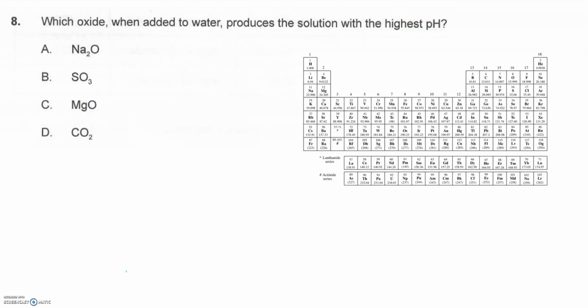This is a period 3 oxides problem. So period 3 on the periodic table, it's going from sodium through chlorine. We're ignoring the noble gases because those aren't going to form oxides in the first place.